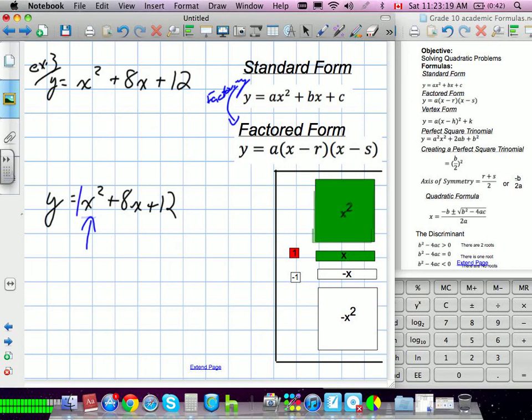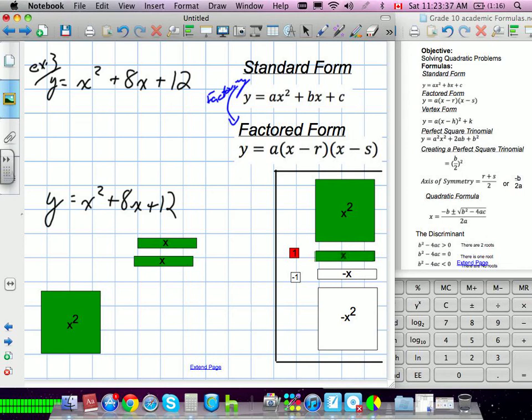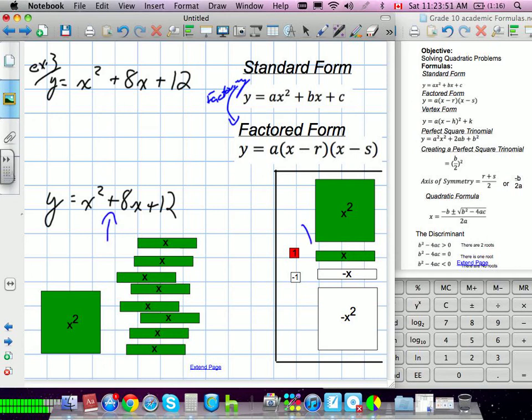So we have 1, 2, 3, and finally 8. What's important to notice, were they positive or negative? Positive. So I used the green, which is our positive tile. The white ones were our negative. And finally, how many constant terms or ones? I have 12 ones. So I'm going to take out 12 of these. 1, 2, 3, 4, 5, 6, 7, 8, 9, 10, 11, 12.